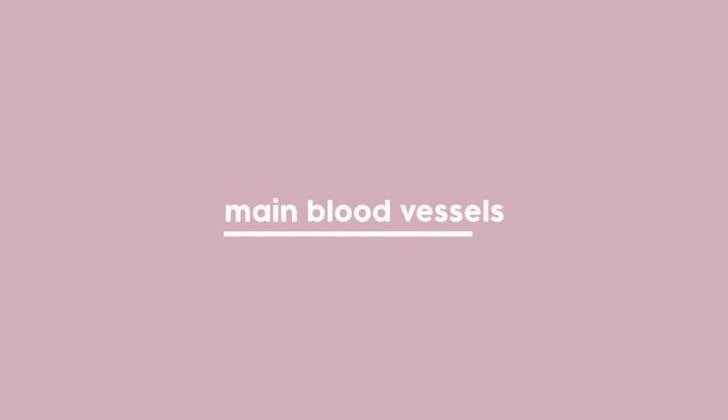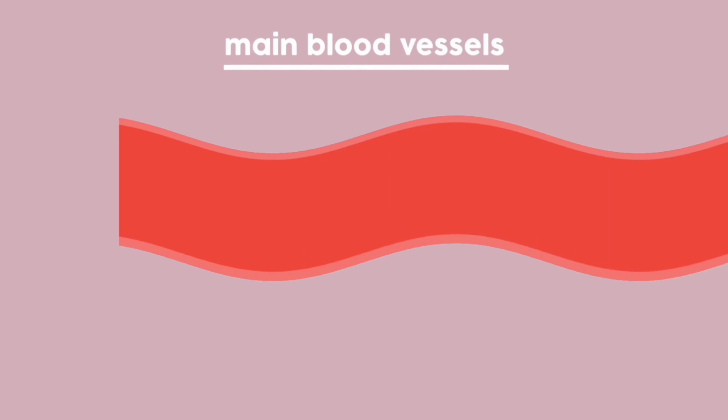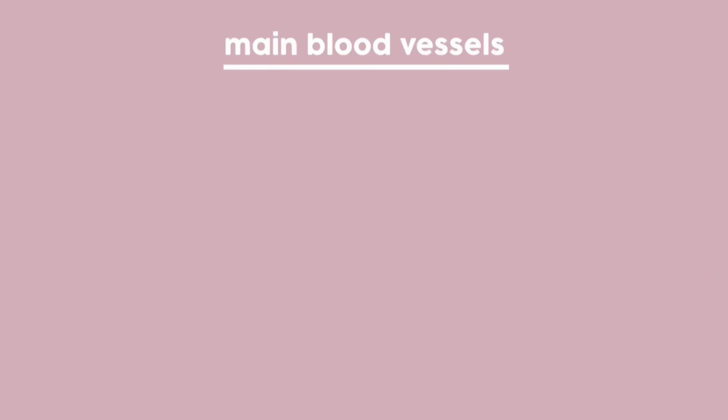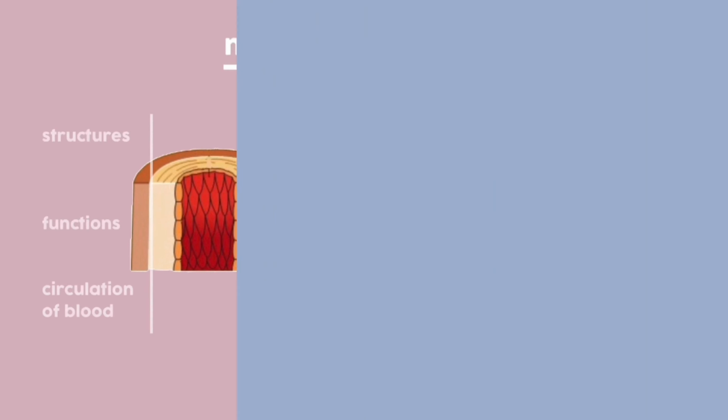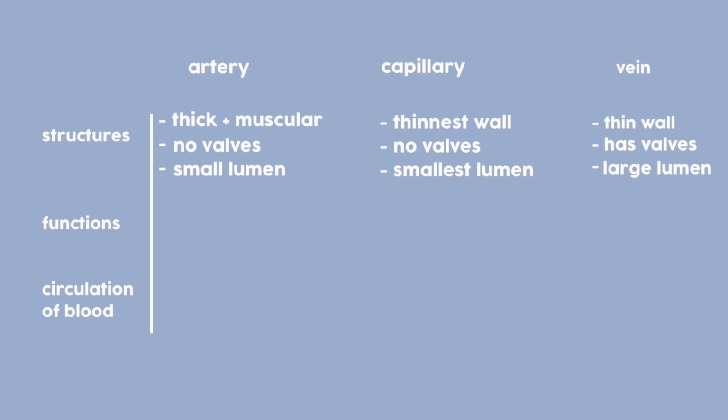Next, the main blood vessels. Basically, the blood vessels work as a highway for blood to carry oxygen and fluids through the whole body. There are 3 human blood vessels: arteries, capillaries, and veins. To make it simple, an artery has a thicker and more muscular wall than a vein, but a capillary is the thinnest. Second, a vein is the only blood vessel that has valves and a large lumen, compared to capillary and artery that have no valves and a small lumen. However, capillary has the smallest lumen.